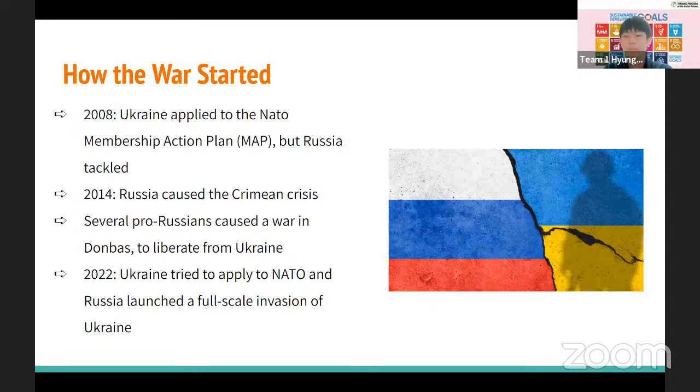In 2022, Ukraine tried to apply to NATO again, and Russia launched a full-scale invasion of Ukraine, which is currently going on as the situation is exacerbated.